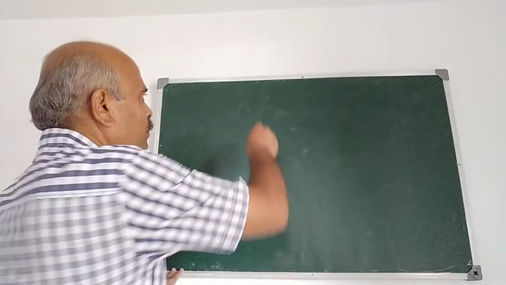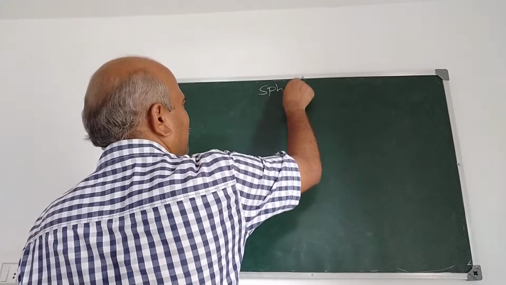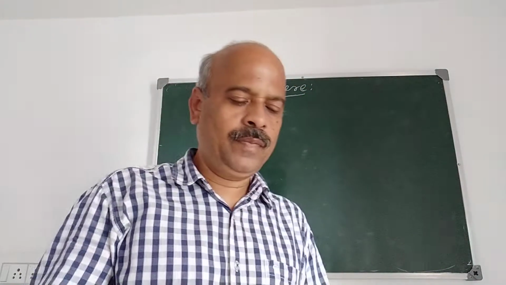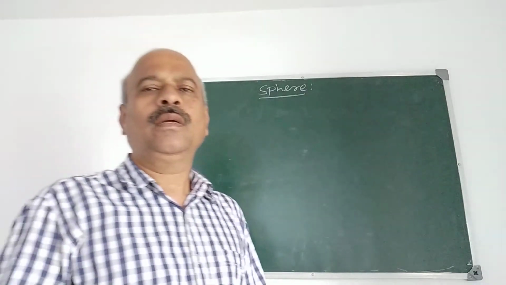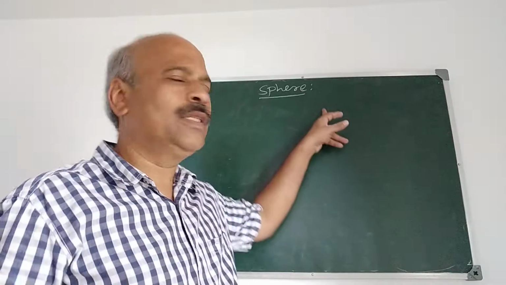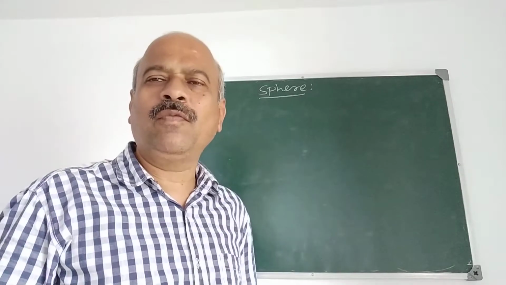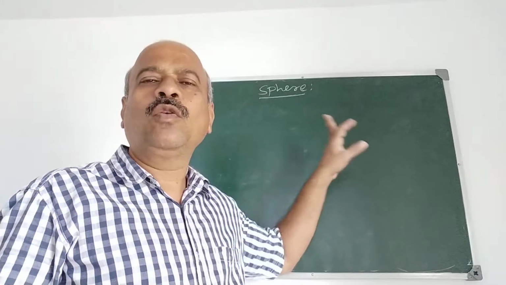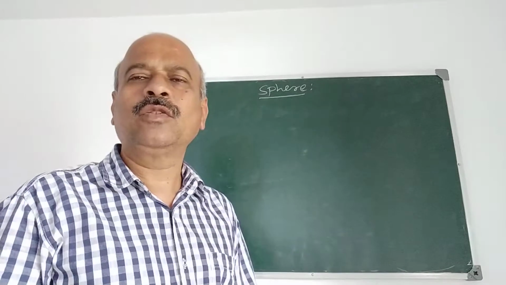In this video, I start sphere, the first topic in solid geometry for second semester. I explain the definition of the sphere and the central form of the sphere. Central form means when the center and radius are given, how to write the equation of the sphere, and also the general equation.